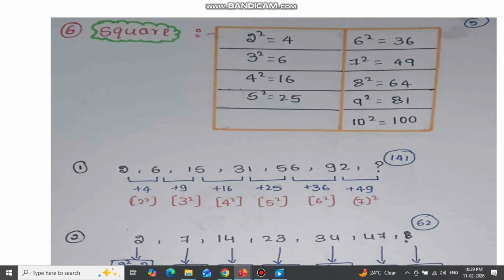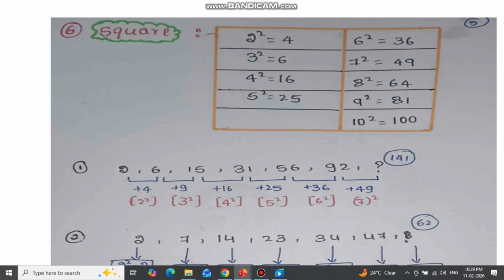Then the square. The series we have to give on the square. 2 squared is 4, 3 squared is 9, 4 squared is 16, 5 squared is 25, 6 squared is 36, 7 squared is 49, 8 squared is 64, 9 squared is 81, 10 squared is 100. So that will be the first example.